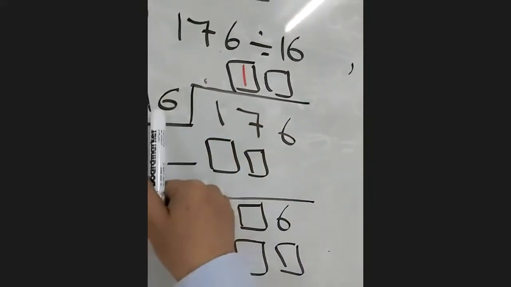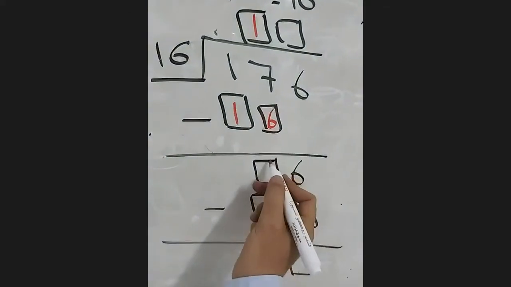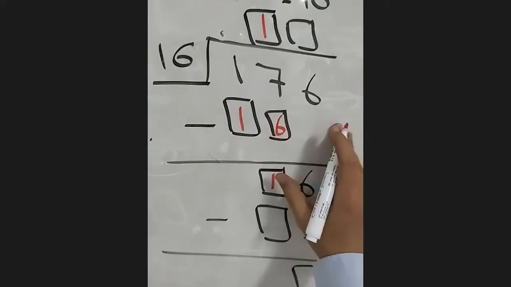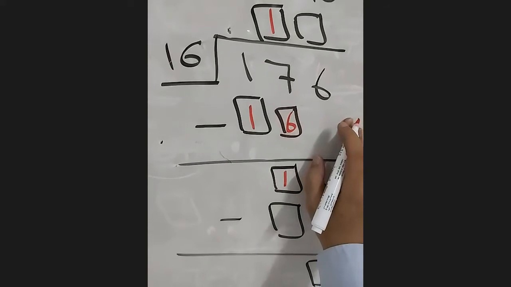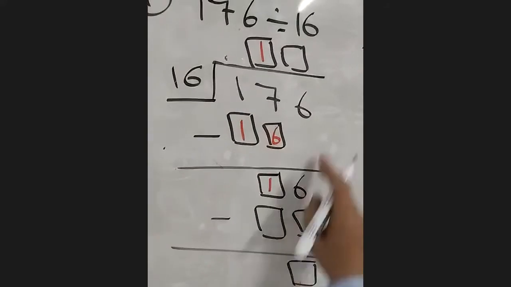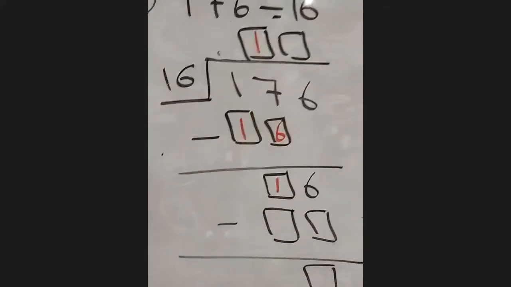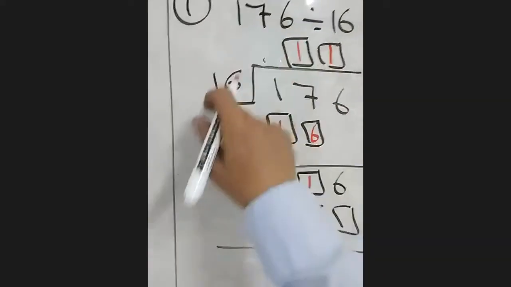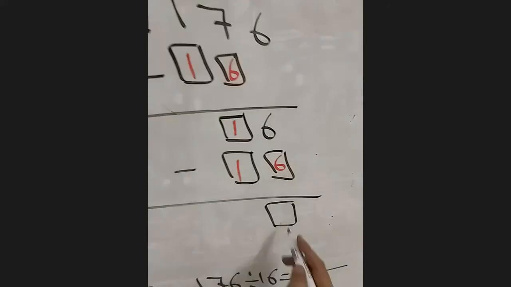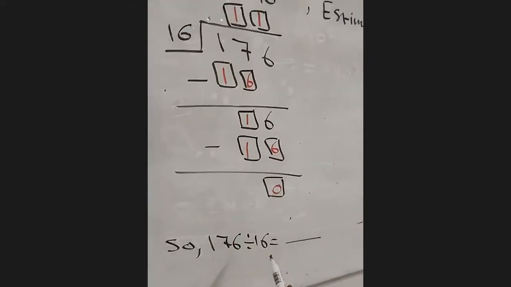Now 1 multiplied by 16 is 16. Subtract. 17 minus 16 is 1. The 1 is less than 16, so the 1 up is correct, right? We know this step. Of course 1 minus 1 is 0, but we don't write 0, it's okay. Now we bring the 6 down. 16 divided by 16 is 1 also. Now 1 multiplied by 16 is 16. Subtract. Remainder 0. So what's the answer? 11, remainder 0. So 176 divided by 16 is 11.